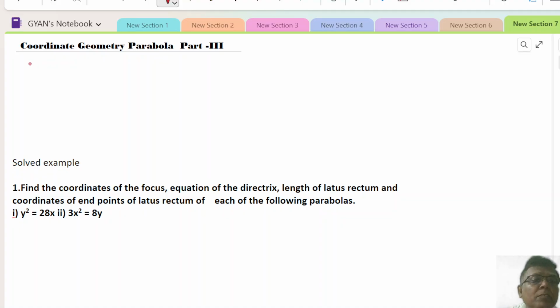Welcome to the coordinate geometry parabola part 3. Here we'll revise some formulas, then we'll solve the questions.